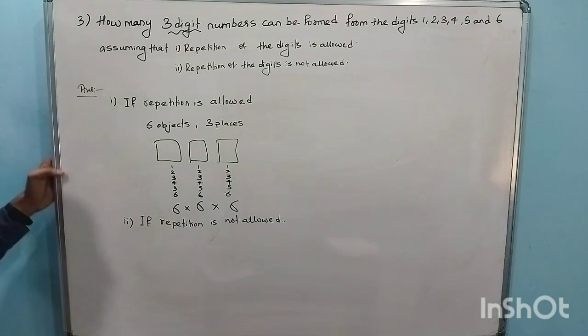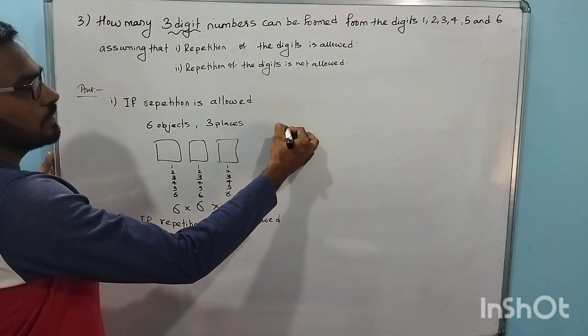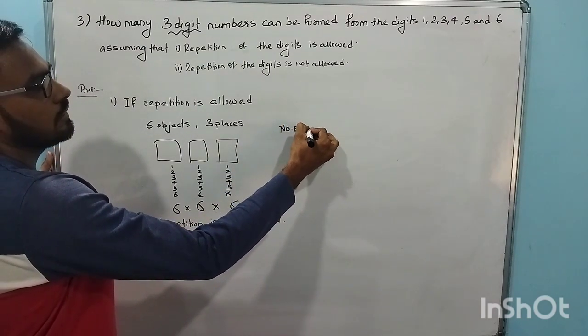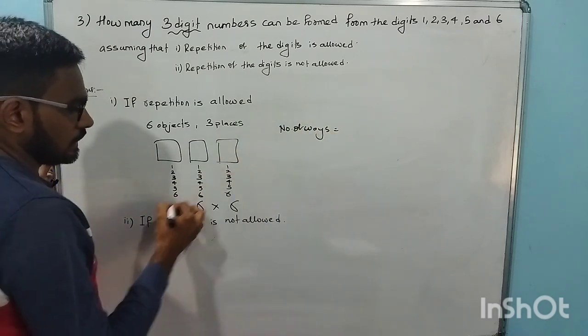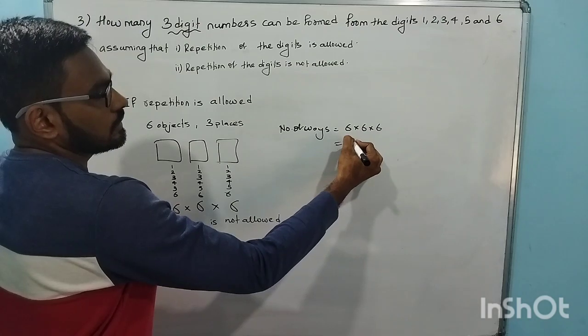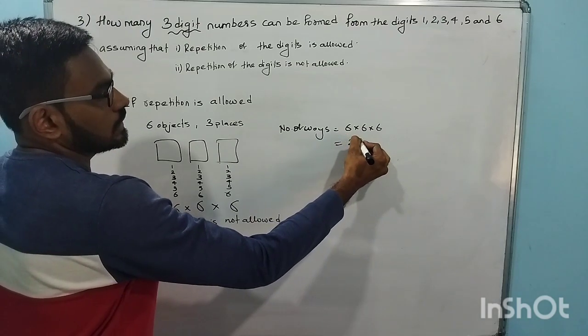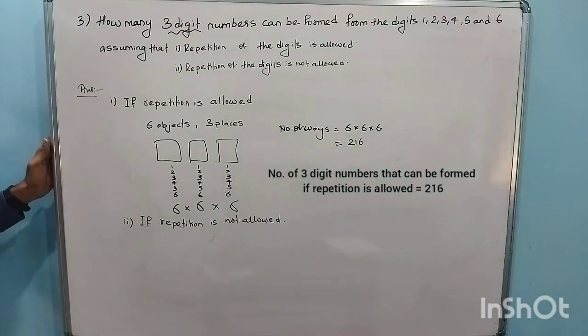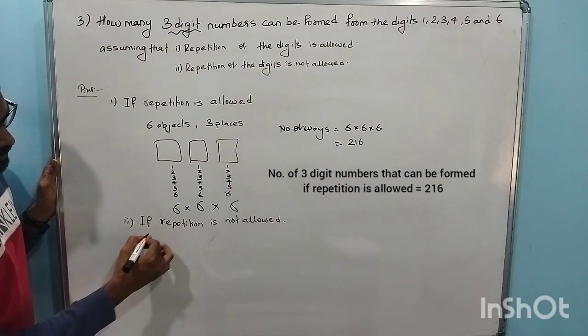Okay, so therefore total number of possible ways will be what? 6 into 6 into 6, or 6 cube, we see. So 36 into 6, 216. Okay, now if the repetition is not allowed, then what happens?